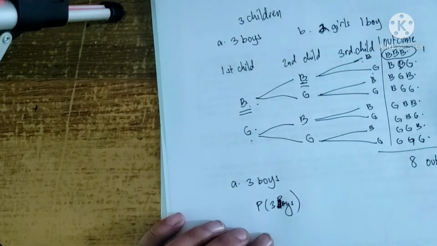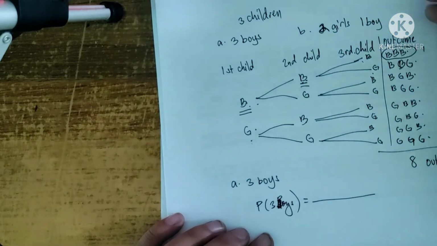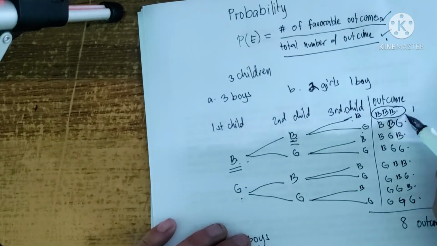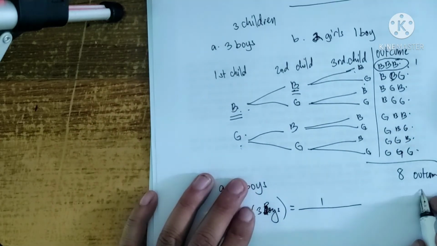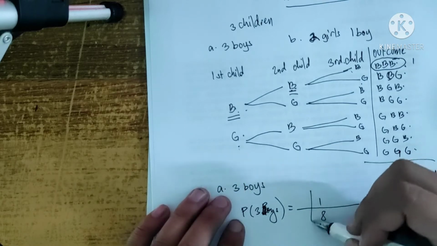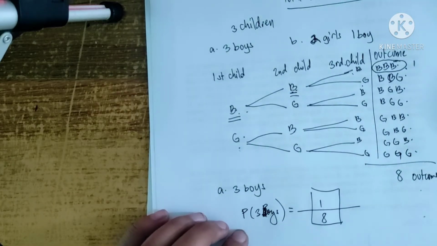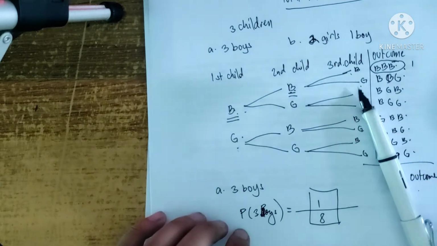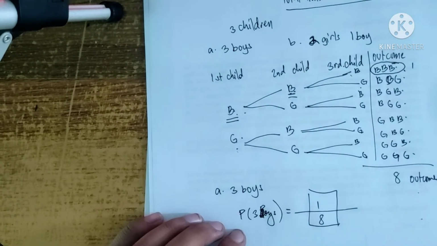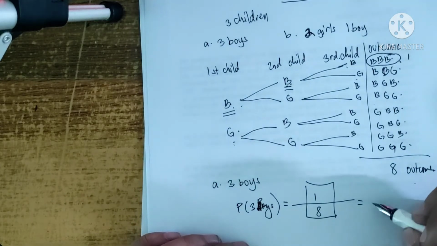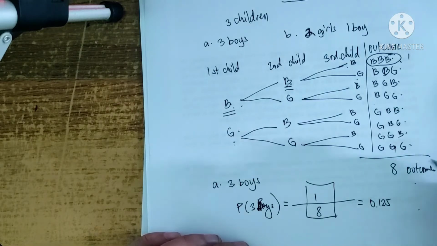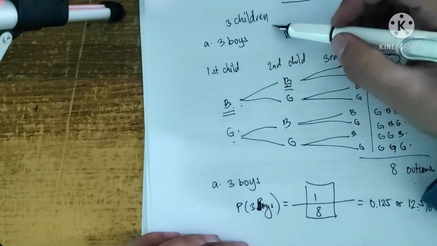Okay, boy, yan ang boy. So, number of favorable outcome mo is 1. Bakit? Kasi nga, isa lang yung boy, boy, boy na combination dito. So, 1 over the total number of outcomes na 8. So, your probability of having 3 boys in children is 1 over 8. Okay? So, 1 over 8, in decimal we have 0.125, or in percentage, we have 12.5% of having 3 boys sa tatlong children.